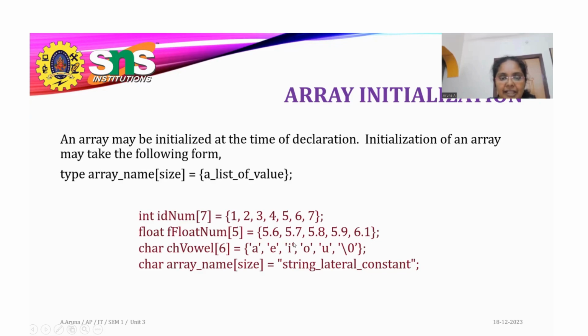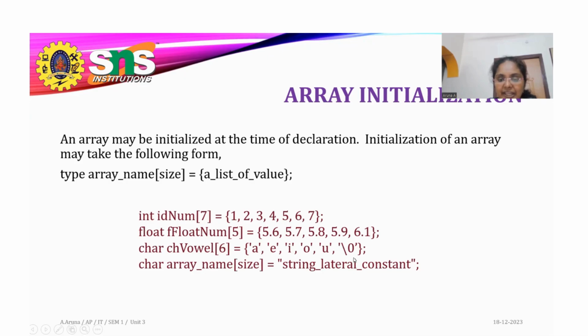We can also give characters, string values, double values, float values, everything. If we want to initialize at compile time, we give it like this. If it is a character, each and every character is enclosed in single quotation marks. If it is a string, it is enclosed in double quotation marks.